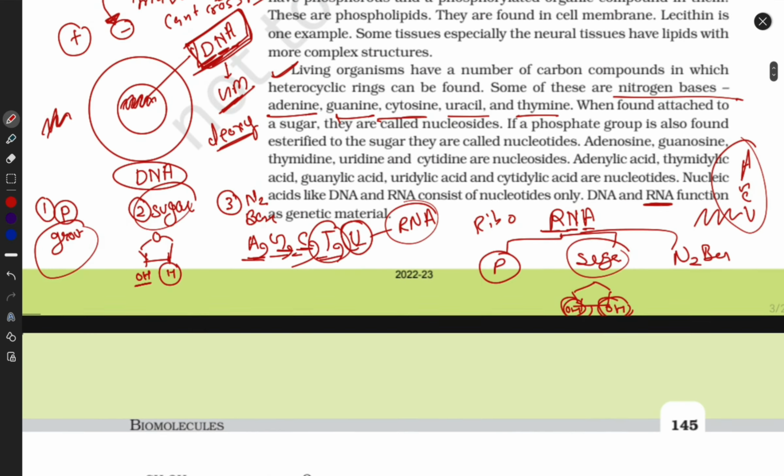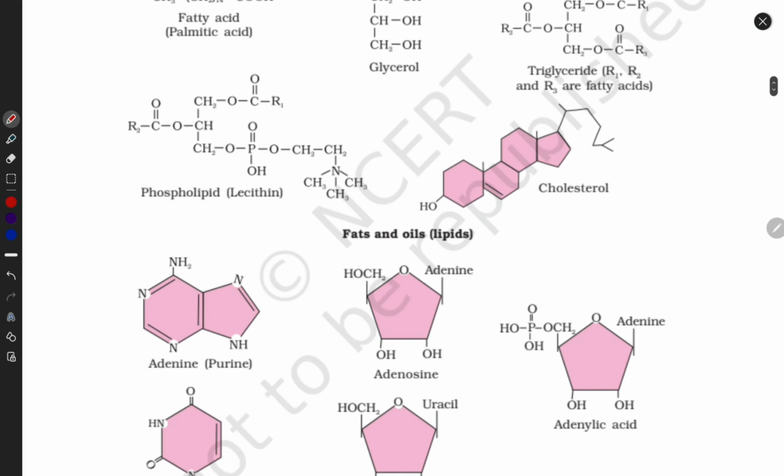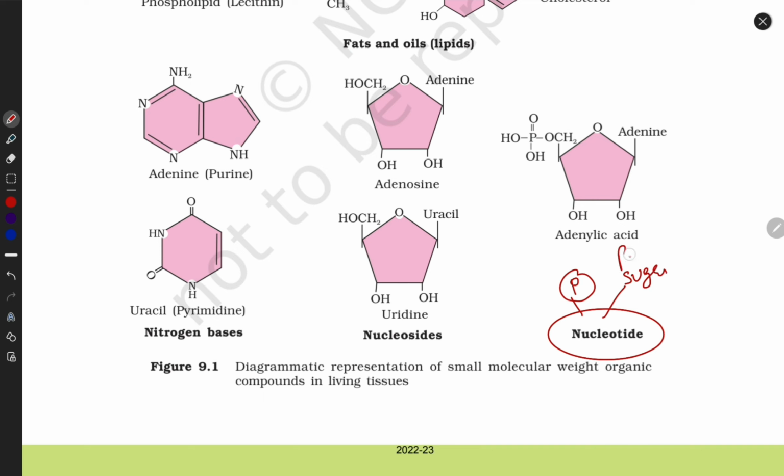The whole group of phosphate, sugar, and nitrogen base we can call a nucleotide. Look here. Nucleotide contains a phosphate group. It contains a pentose sugar, because pentose means five carbon sugar: 1, 2, 3, 4, 5. Here, guys, here is 5: 1, 2, 3, 4, and this is 5.